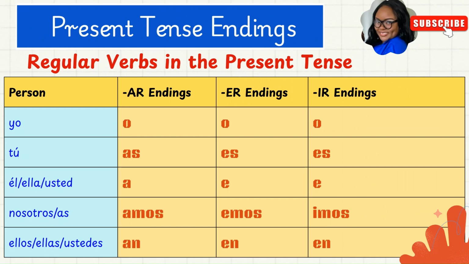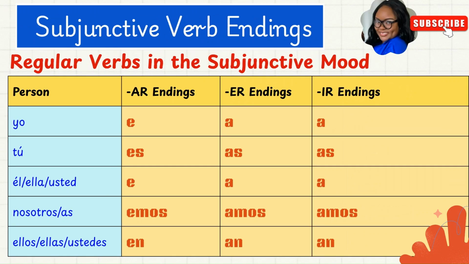To recap, these are the present tense endings of regular verbs in the present tense. You can go ahead and pause the video just to mull them over a bit. Do you remember what these endings would be in the subjunctive mood? Let's take a last look. That's right. AR endings would primarily have E's, so e, es, e, emos, en, while ER and IR endings would primarily have A's. A, as, a, amos, an. And these are for all the regular verbs in the subjunctive.